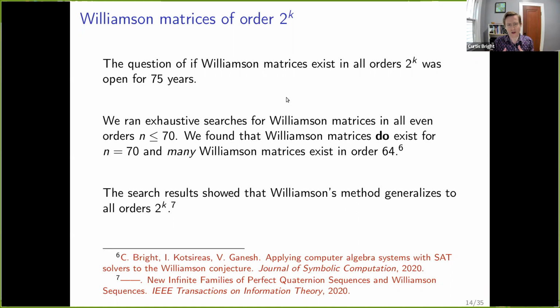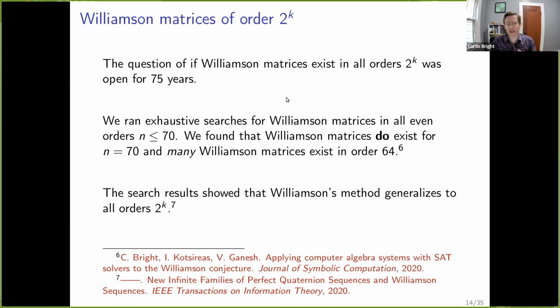It seemed like when the order is divisible by a large power of 2, there are more Williamson matrices in those orders. And we weren't able to search up to order 64 yet, right? And if you had told me back when I was working on this that we'd get to order 64 and 70, I would have laughed at you because it was just totally out of the realm of feasibility, as I'll describe. And yet we actually were able to do it.